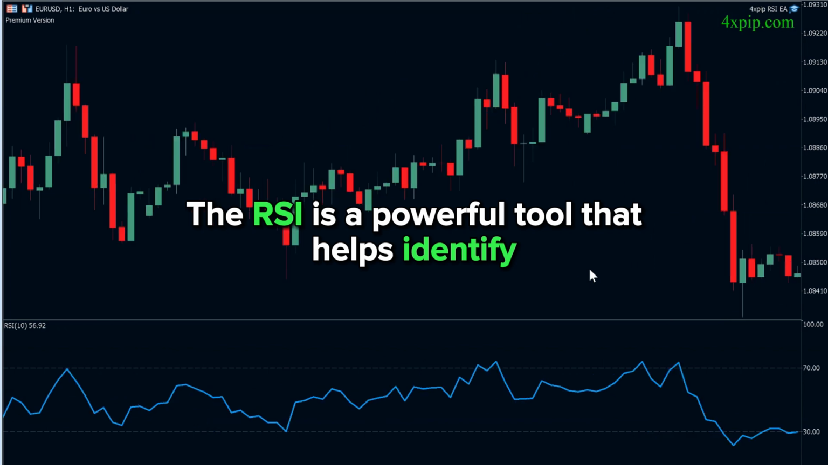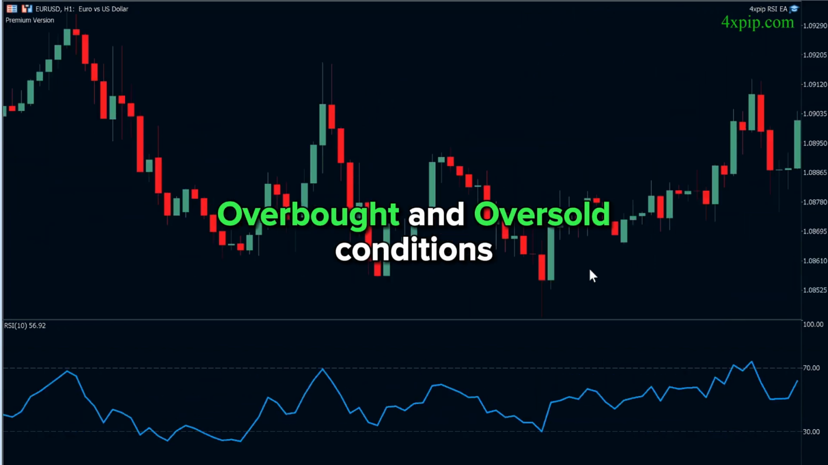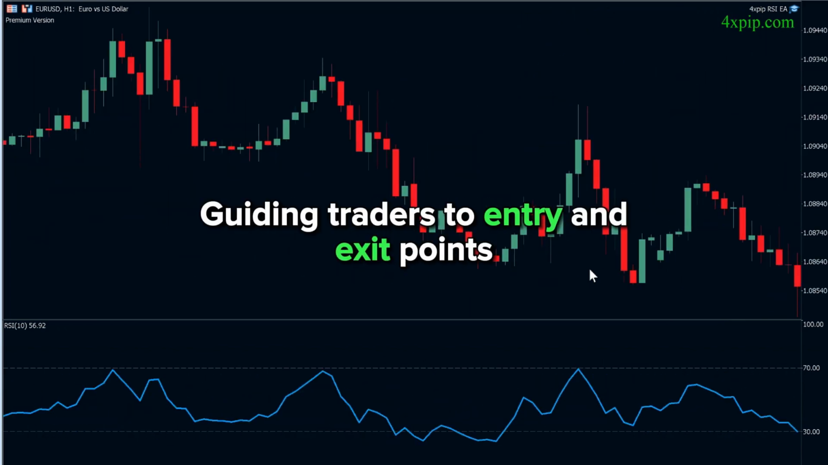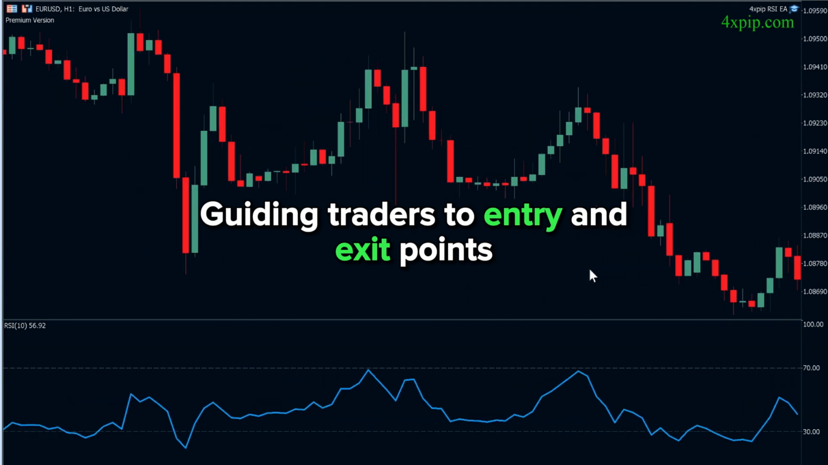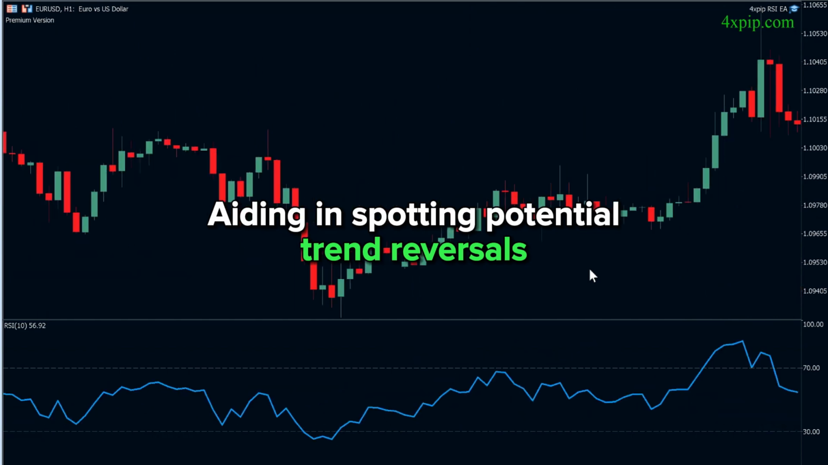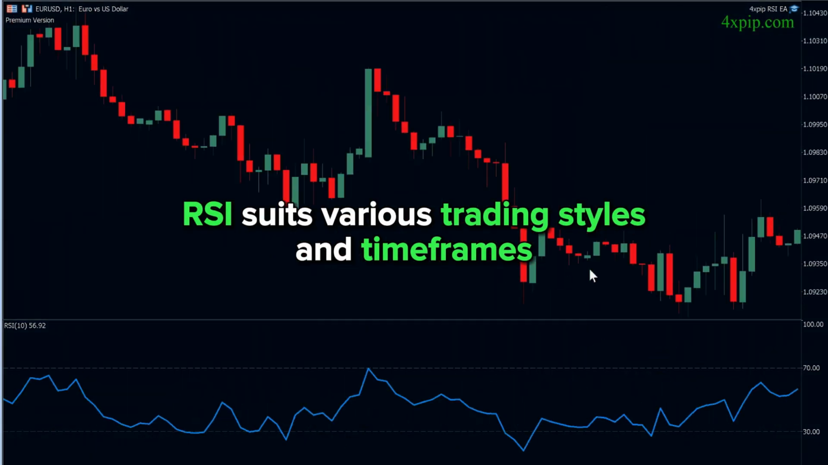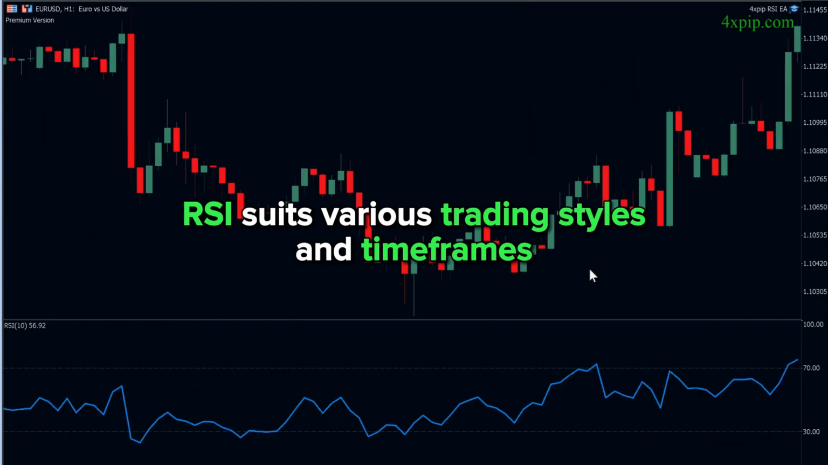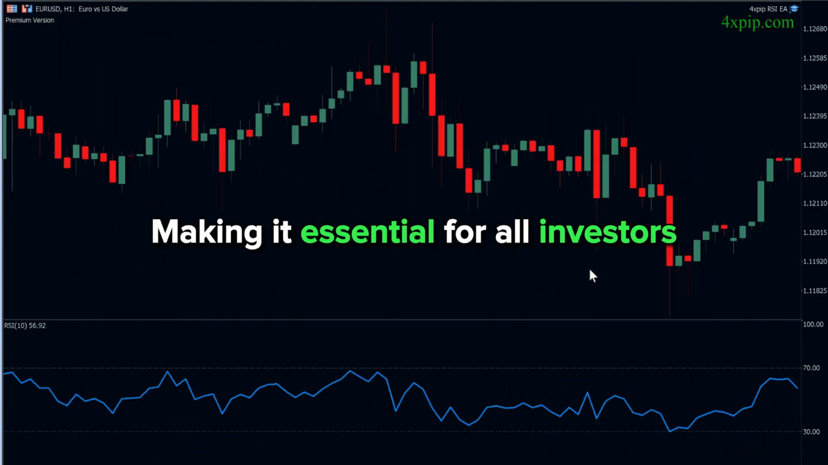The RSI is a powerful tool that helps identify overbought and oversold conditions, guiding traders to entry and exit points. It measures price movement speed, aiding in spotting potential trend reversals. RSI suits various trading styles and timeframes, making it essential for all investors.